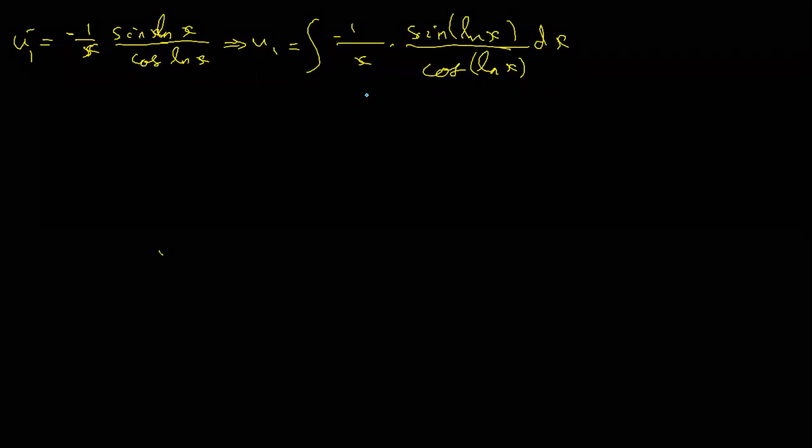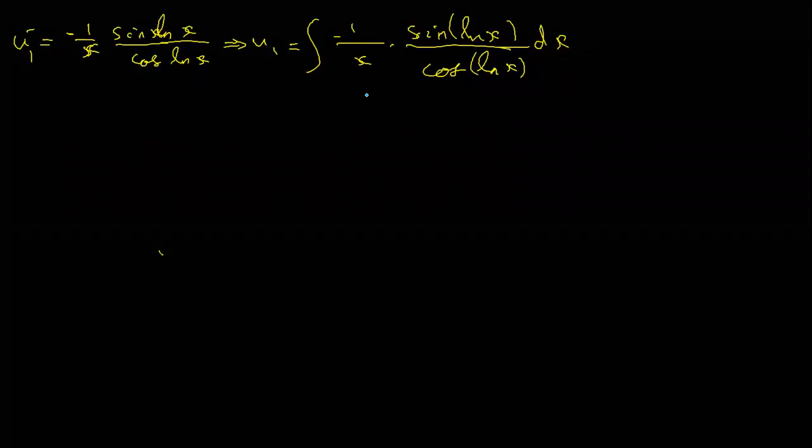Cosine, gotcha, ln x. Let me check. Actually, maybe yes. I can take ln x as u. So I will use substitution. The first substitution: cosine ln x as a new variable, or ln x as a new variable. You are right. So I'm going to choose the ln.